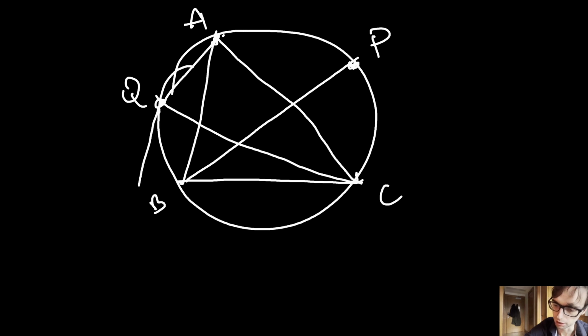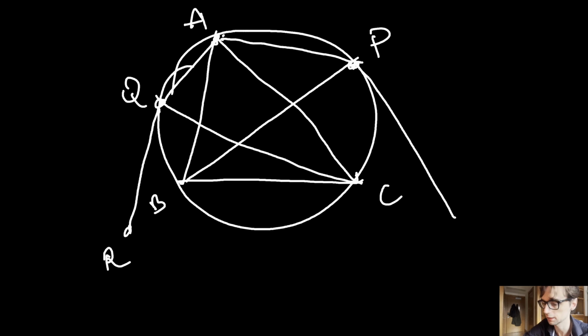And then we have AQ. And here we're going to have the point R, AQRB, and APSC. Okay. Actually, the S point should be over here like this. Okay.